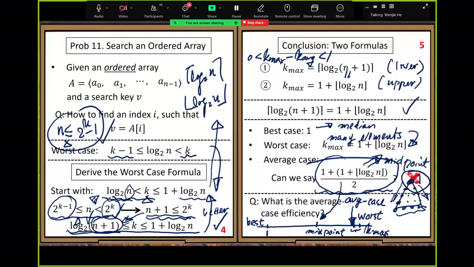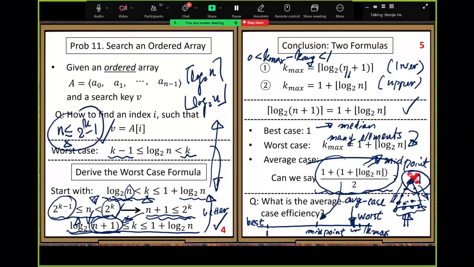That property. You can see the triangle, the big part of the weight is toward the worst case part. So the average is somewhere here, just slightly below, next to the bottom. That's the average location of the average case efficiency number.